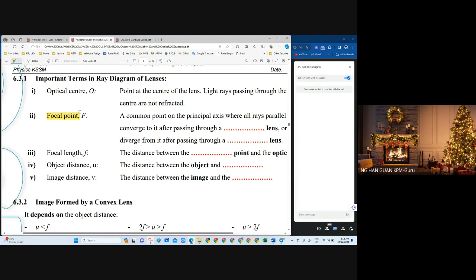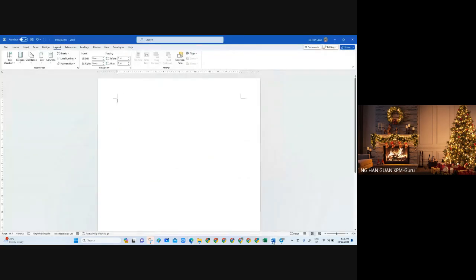A convex lens is a converging lens, it will converge the light. It will concentrate the light. In physics we call it converging the light. It's the point that all the light passing through the convex lens will converge to. That is the point we call the focal point. But if there is a concave lens, the light will diverge from the point after it passes through the concave lens. This is the one you have to know.